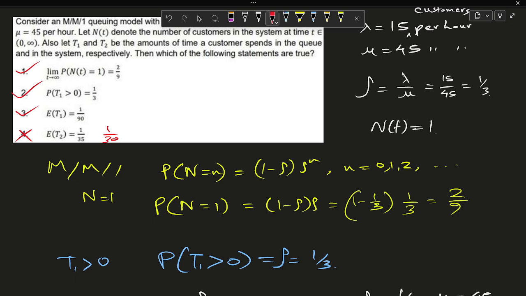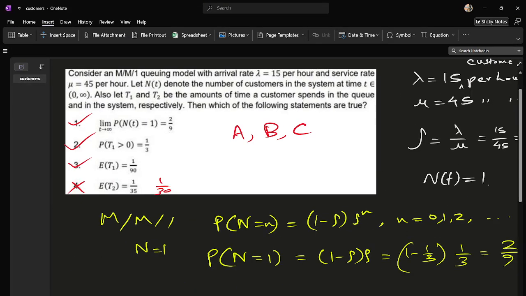So the correct options of this question are option A, B and C. Hope you understood, guys. Thank you.